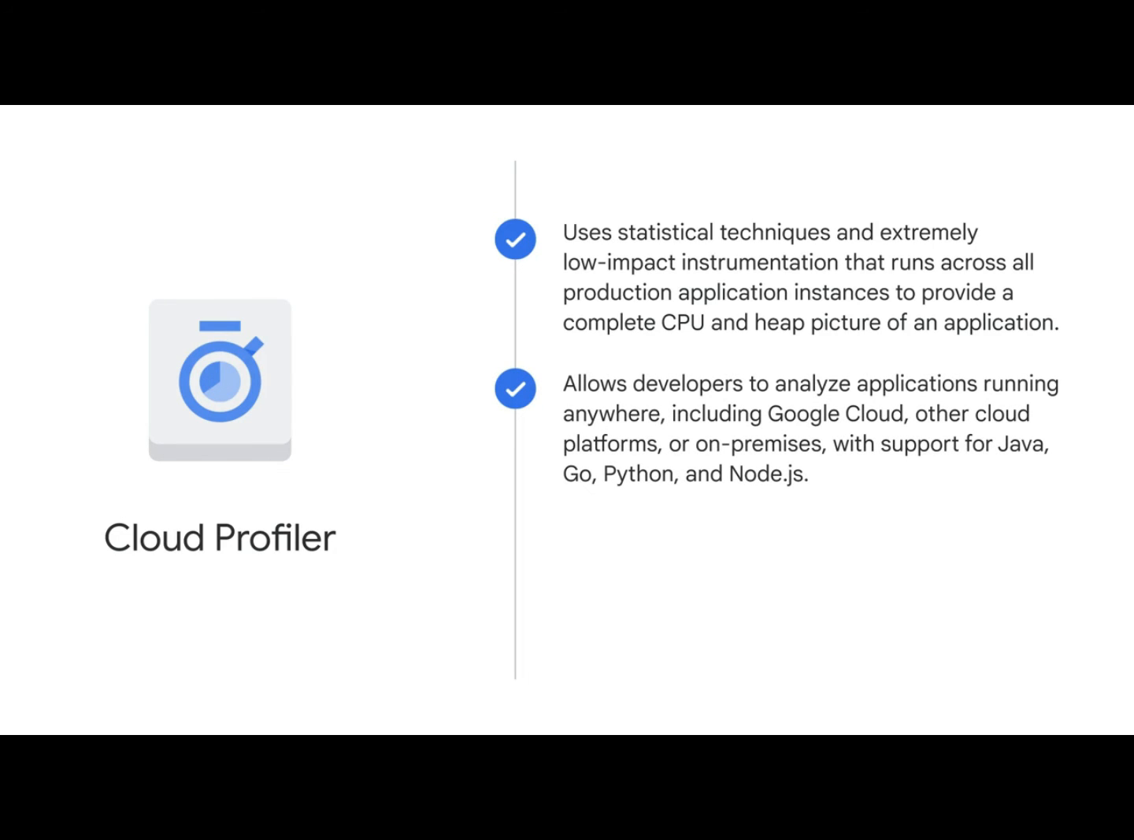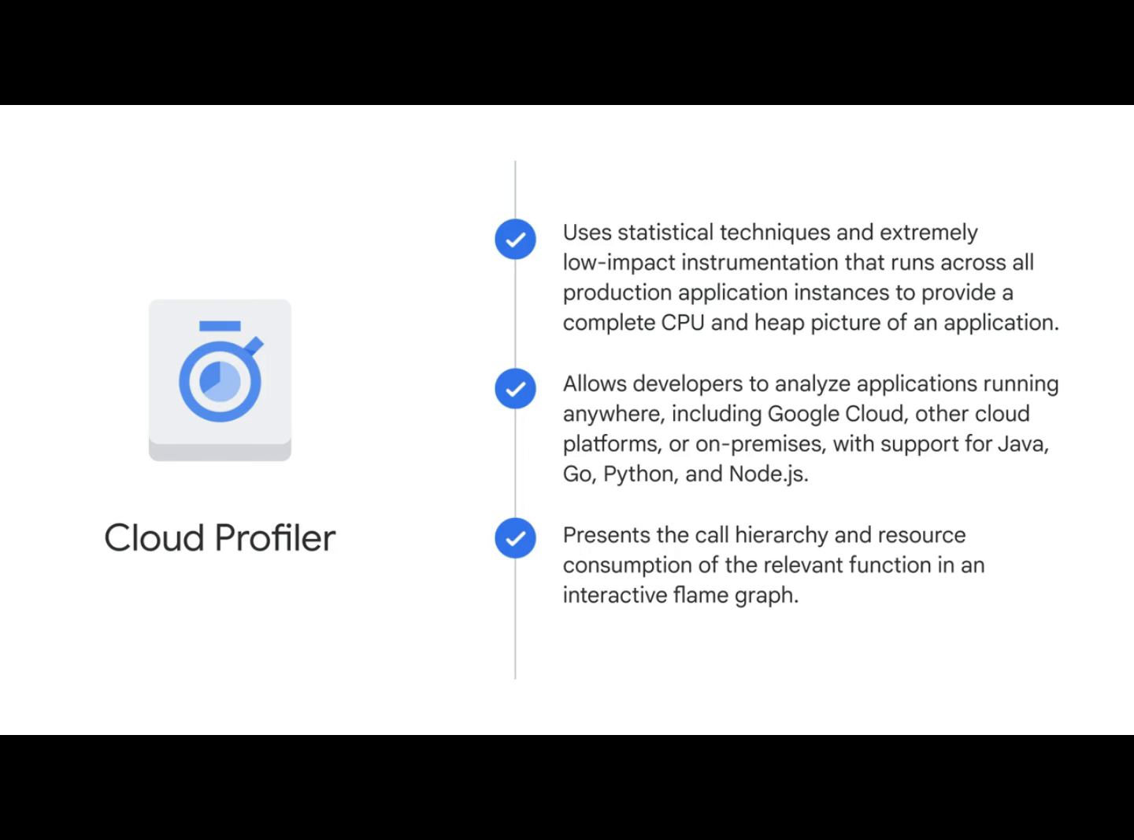With broad platform support that includes Compute Engine VMs, App Engine, and Kubernetes, it allows developers to analyze applications running anywhere, including Google Cloud, other cloud platforms, or on-premises, with support for Java, Go, Python, and Node.js. Cloud Profiler presents the call hierarchy and resource consumption of the relevant function in an interactive flame graph that helps developers understand which paths consume the most resources and the different ways in which their code is actually called.